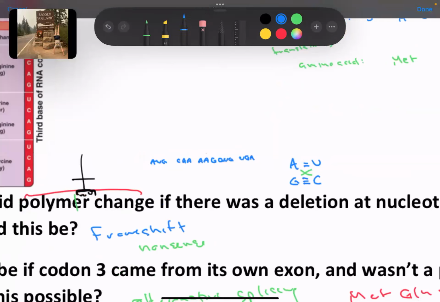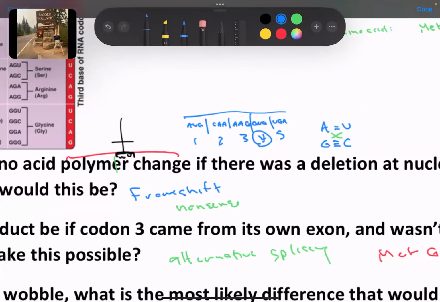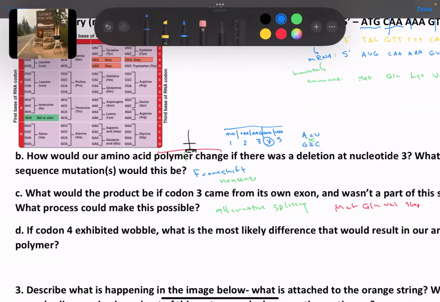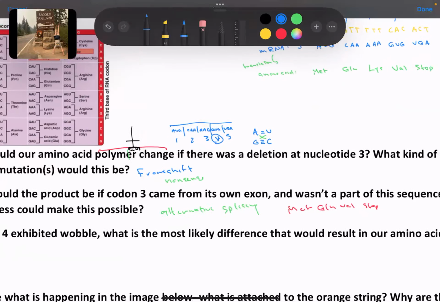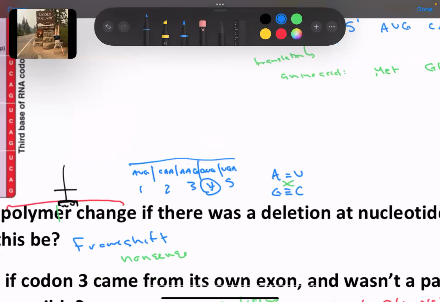So we know our codons are number 1, 2, 3, 4, and 5. So let's focus on number 4. If codon 4 exhibited wobble, what would be the most likely difference that would result in our amino acid polymer? So we have a sequence GUG. We know wobble can't happen in the first or second nucleotides because our tRNA anticodons really need those first 2.